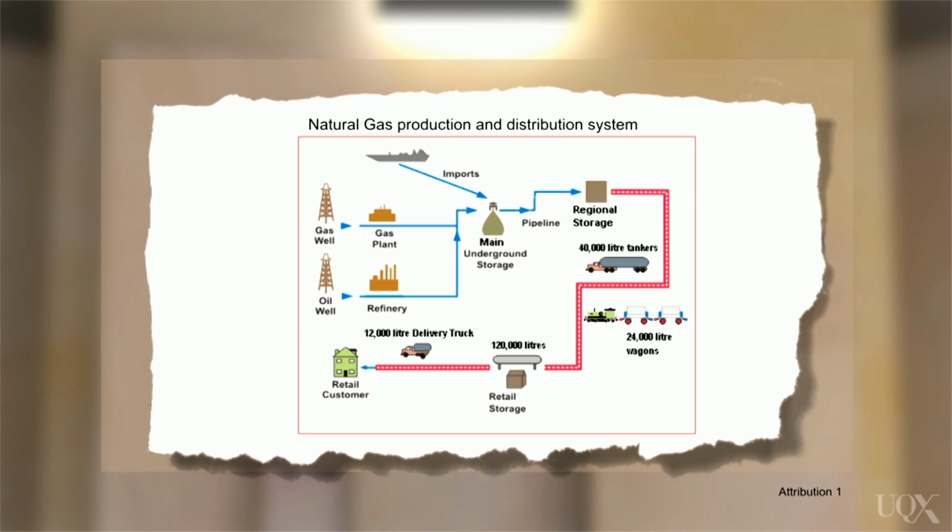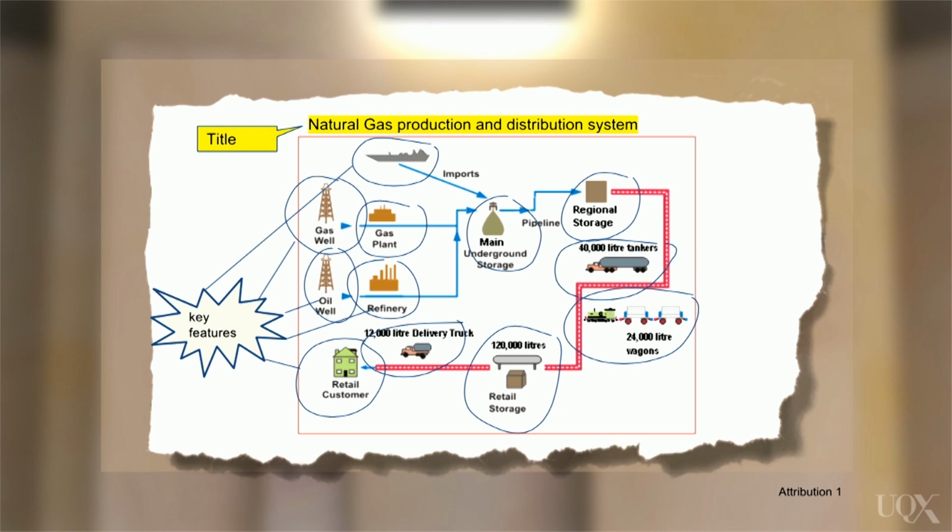So now, let's look at the flow chart. Can you see the title? Can you see the key features that I've circled? And can you also see the blue arrows connecting the key features? This is all important information that we'll want to include in our answer. But first, we need to come up with an overview of what this flowchart is all about.